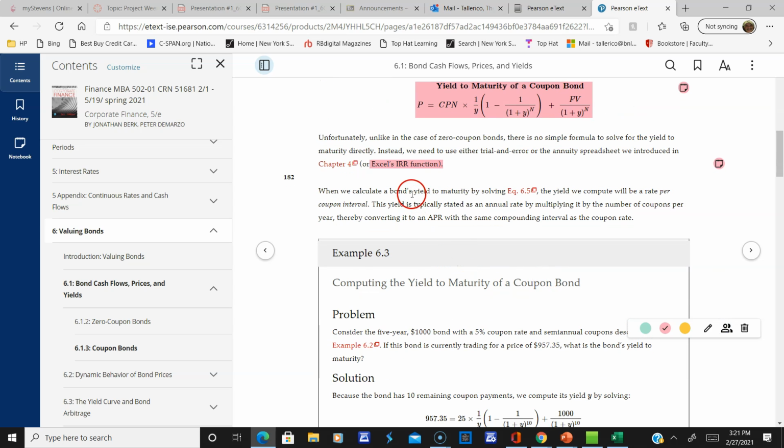When we calculate a bond's yield to maturity, the yield we compute will be a rate per coupon interval, so that would be every 6 months. The yield is typically stated as an annual rate by multiplying it by the number of coupons per year, thereby converting it to an APR with the same compounding interval as the coupon rate.